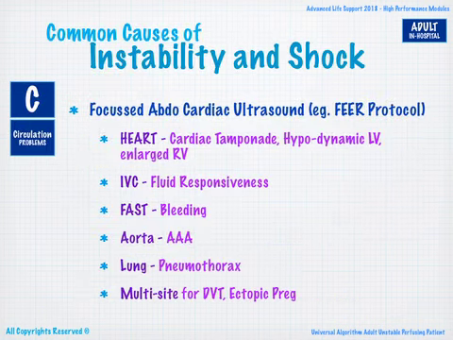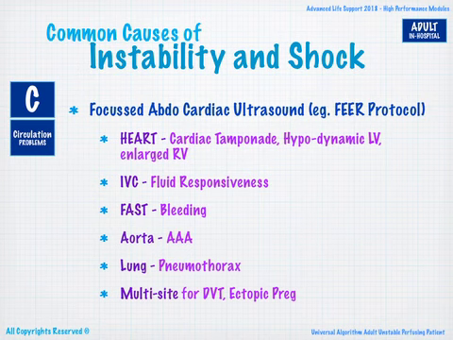Under C, we now have to consider problems of the circulation, and to do this well, we use an ultrasound, primarily a focused abdominal cardiac ultrasound. In the heart, we look carefully for cardiac tamponade, which may lead to cardiogenic shock, or hypodynamic left ventricle, which results from myocardial ischemia, or an enlarged right ventricle, which suggests to us pulmonary embolism.